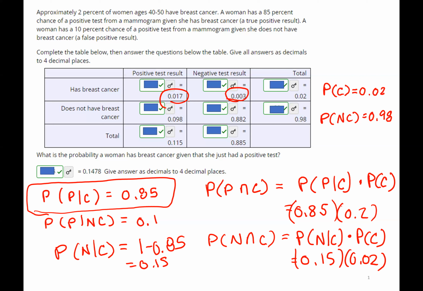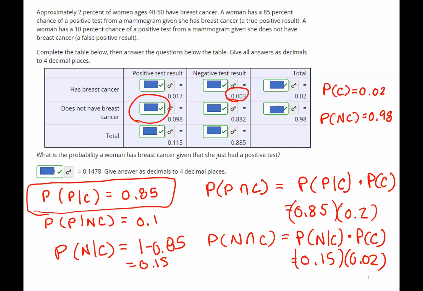So you could also, we haven't got that yet. Okay, what else do we know? Well, what's the intersection of not having cancer and a positive result? Right there. Not having cancer and having a positive result.